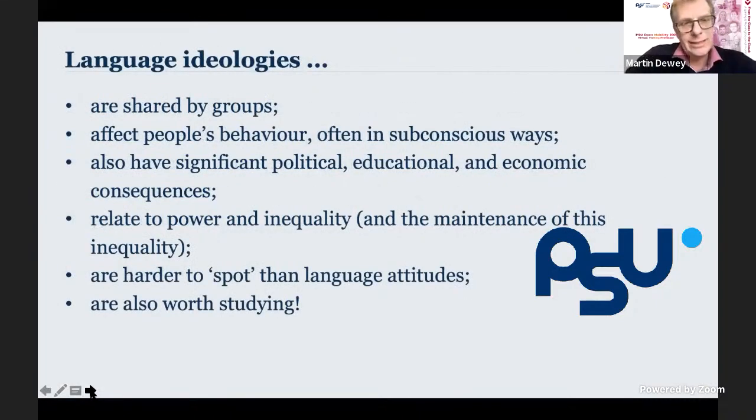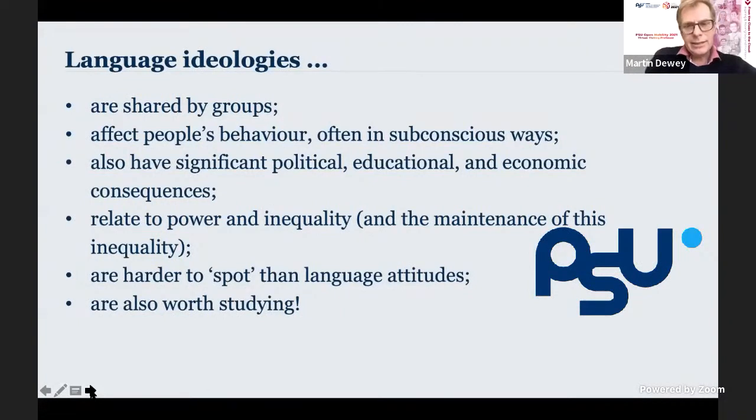So language ideologies, what we can say about them is that they are shared by groups. They are learned socially. They affect people's behavior, sometimes in unconscious ways. They can have significant political, educational, and economic consequences. If, for example, you do not speak the standard variety, then it's much more difficult to gain access to opportunities for education and opportunities for employment, because those standard varieties are the ones that have all the status.